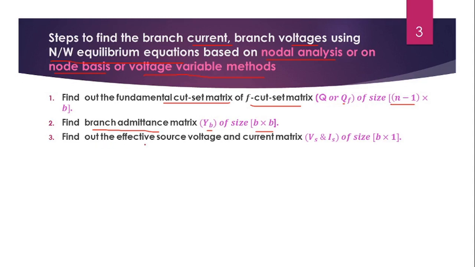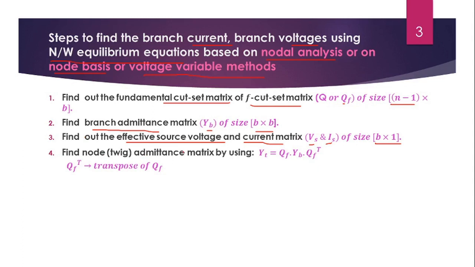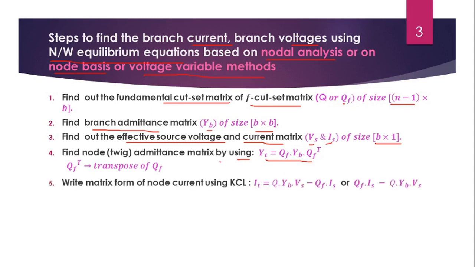Third step, find the effective source voltage and current matrices, that is Vs and Is, and the size is B by 1. Again, these voltage and current matrices can be found from the circuit or network. Step number 4 is to find the node admittance matrix by using the relation: twig admittance matrix YT equals fundamental cut set matrix into branch admittance matrix into transpose of the fundamental cut set matrix, QF into YB into QF transpose.